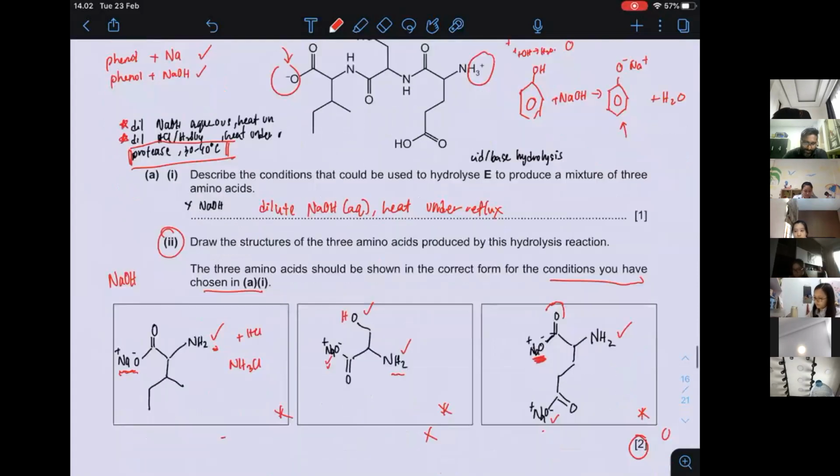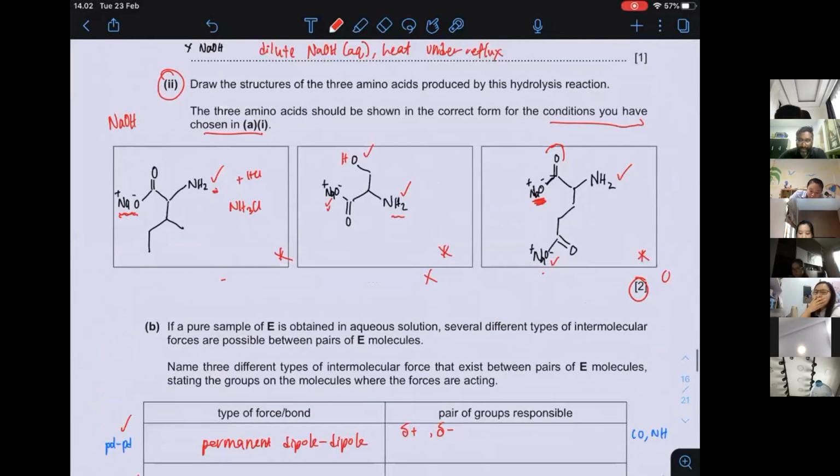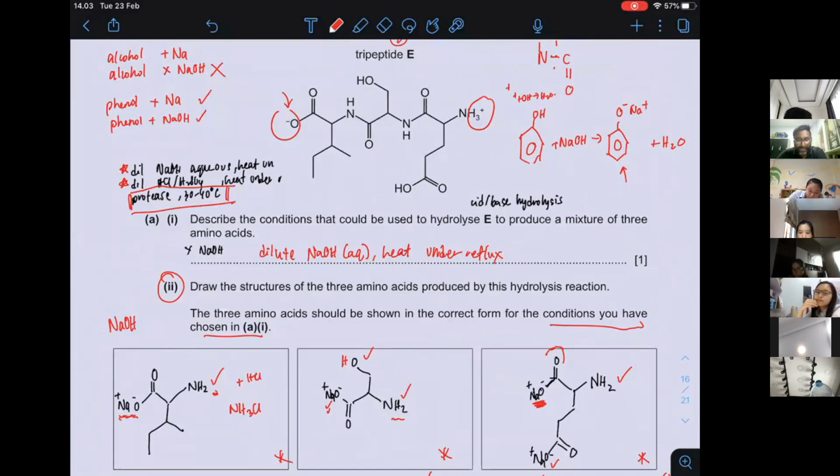So I'm going to select this PDPD. What is PDPD? It is permanent dipole-dipole, and it is going to be between what and what. Basically, PDPD is between anything that has delta positive and delta negative. So the one that has delta positive, a partial charge, not completely negative, completely positive.